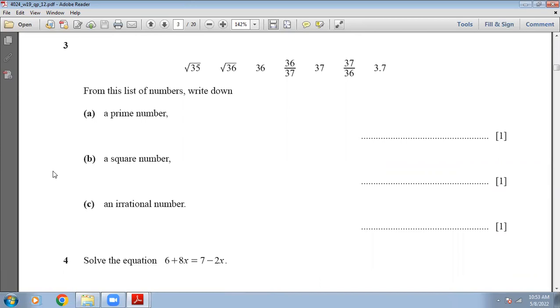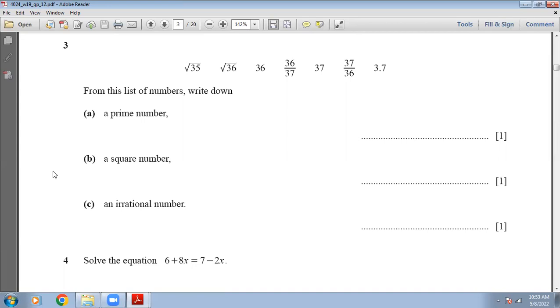A prime number is a very simple rule: a prime number cannot be divided by any other number other than itself. So 37 is the famous prime number. A square number is like 6 multiplied by 6. 6 square is 36. So 36 is a square number.